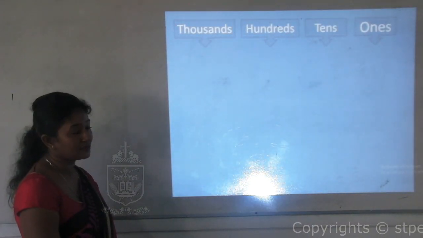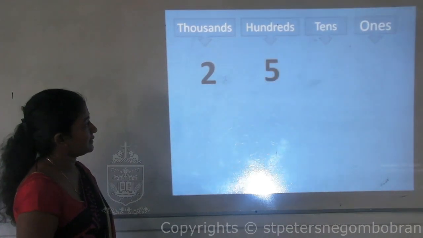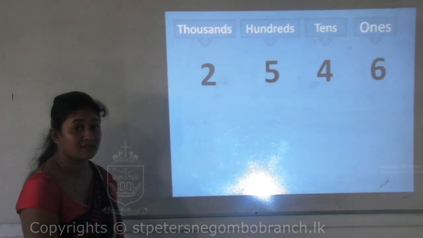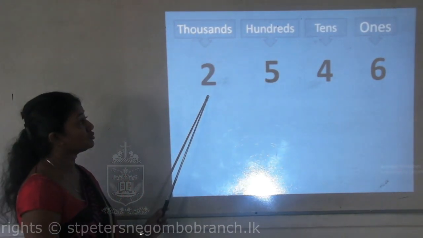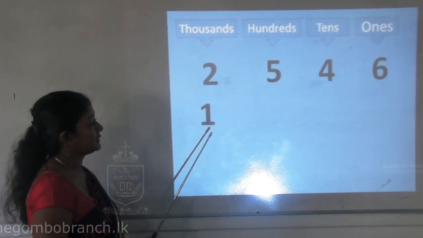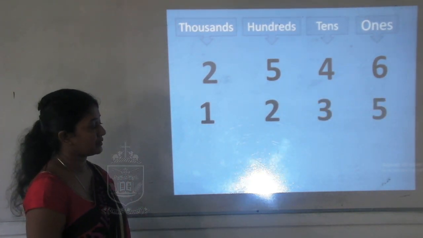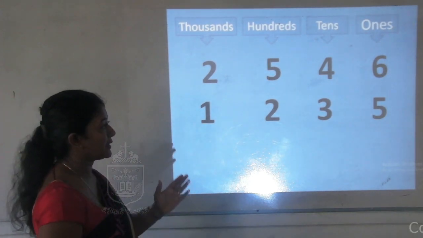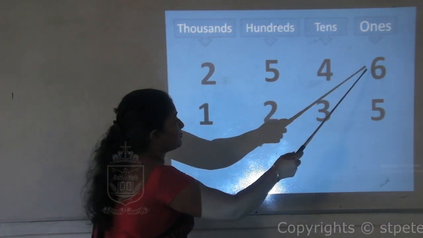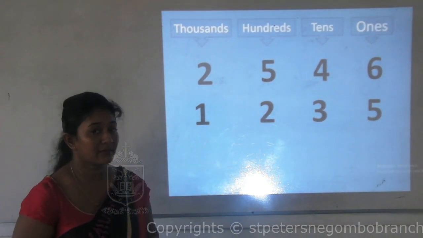Right, my dear students, now I am going to add the same numbers by using digits. Let's see this number, 2546. Can you read once again with me? 2546. Let's go to the next, 1235. Can you see, children? I have placed each number in proper places. It's important for you to write in proper places before you do addition. Otherwise, we cannot get the correct answer.